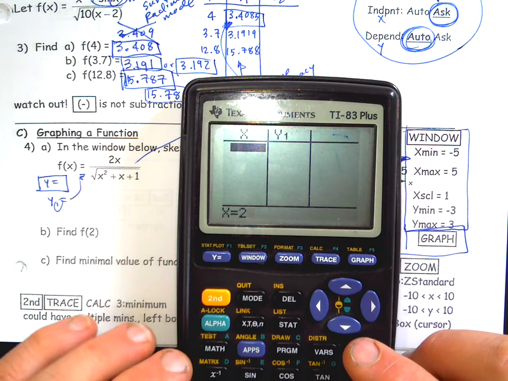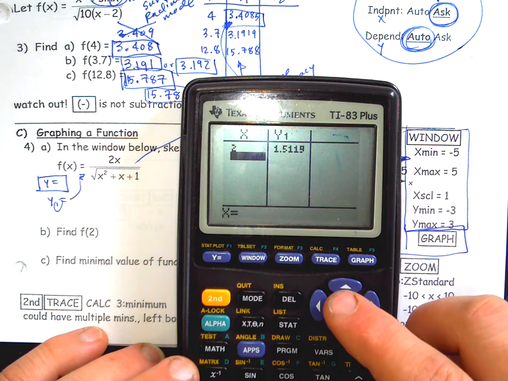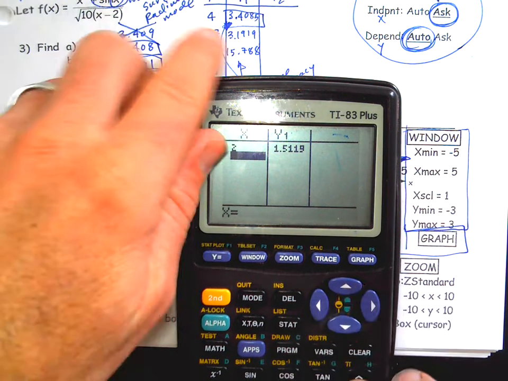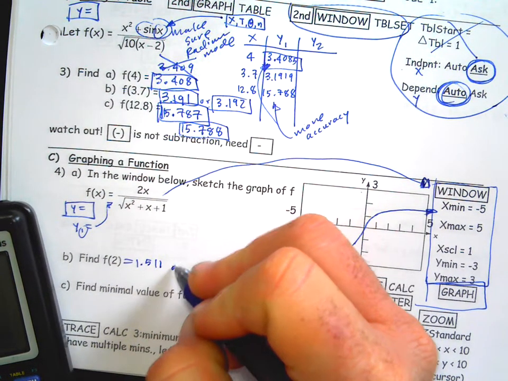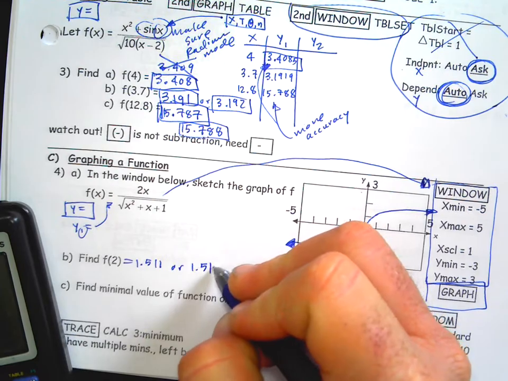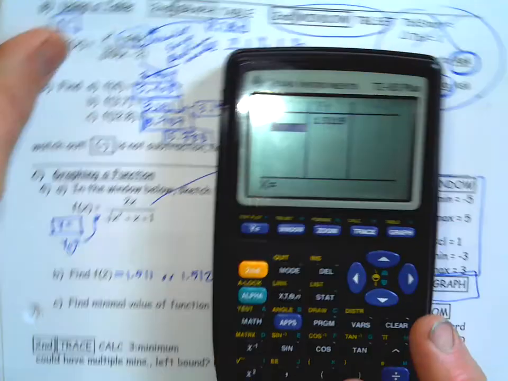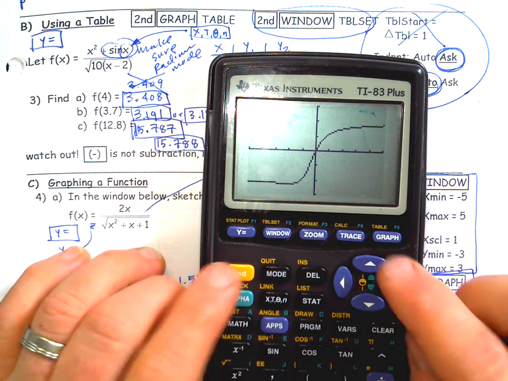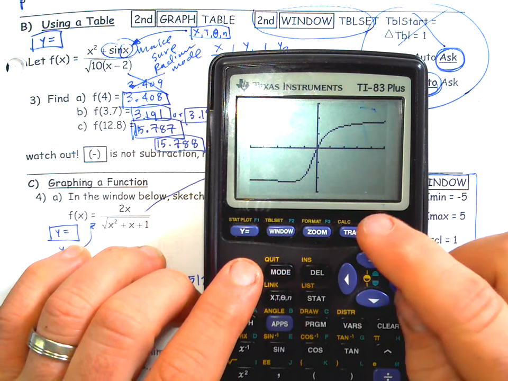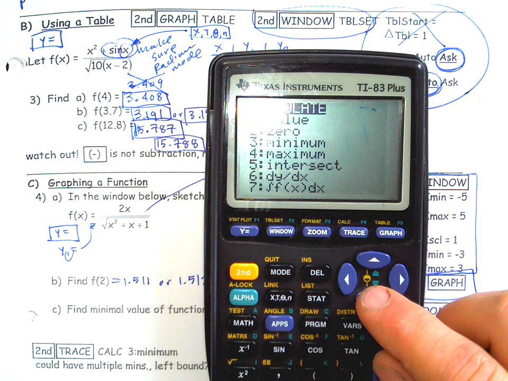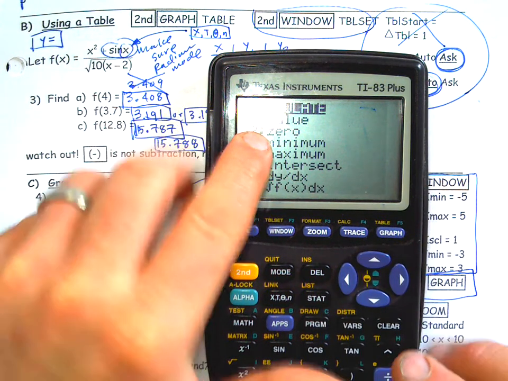Okay, so you could do it that way, 1.511 or 1.512. You could do it from the graph screen actually. So if you go to graph, you could go second. Now a bunch of stuff we're going to use is up here on the calc button, second trace calc, and you could say value, option number 1.